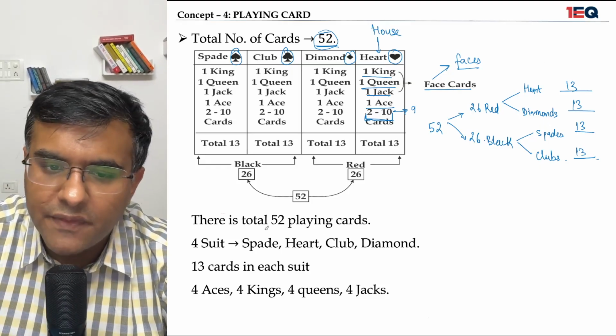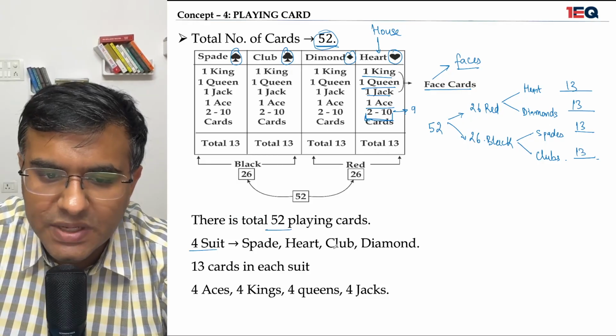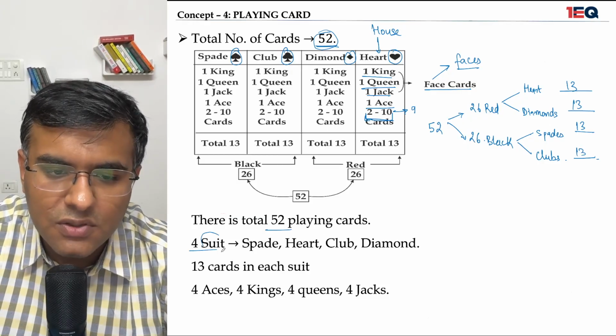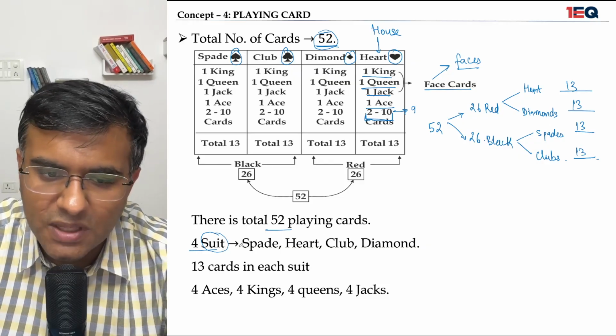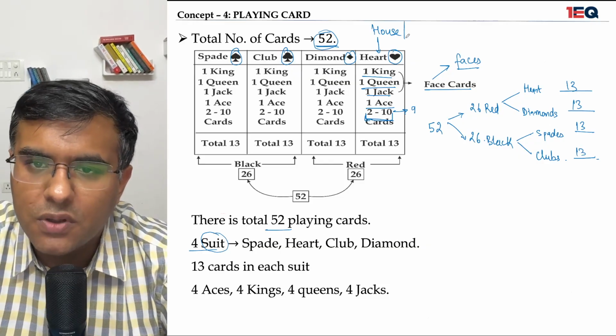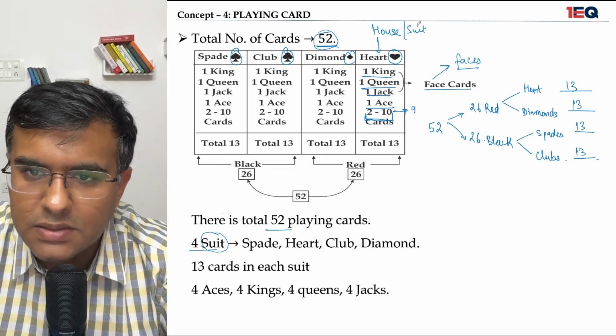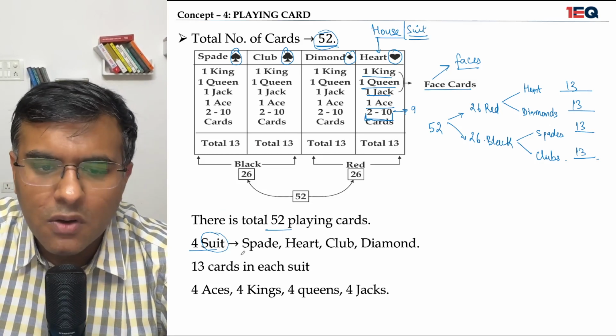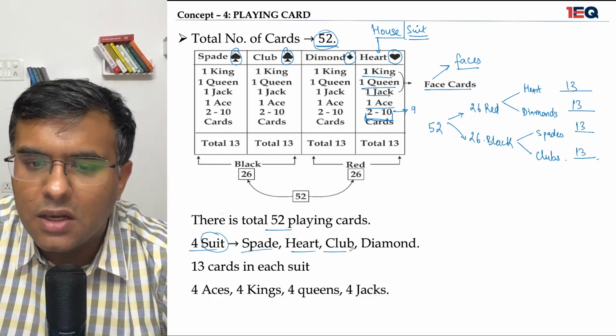In a deck of 52 playing cards, there are four suits. Sorry, there are four suits. When I say house, I also mean suit. House or suit. I'm improving day in and day out just for you. The four suits are spade, heart, club, and diamond.